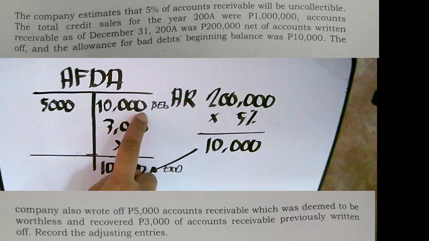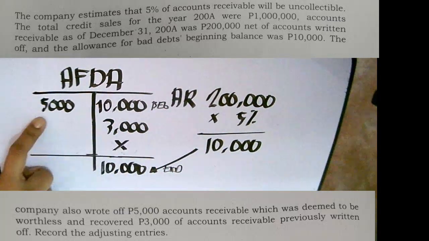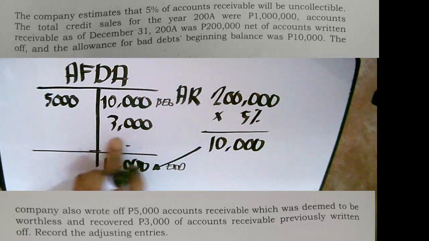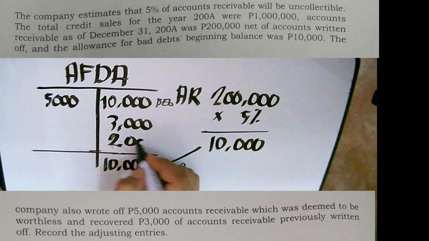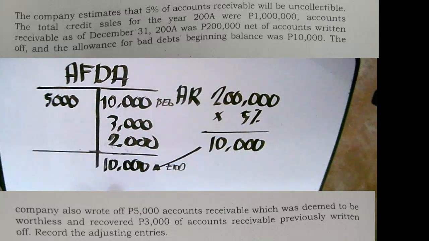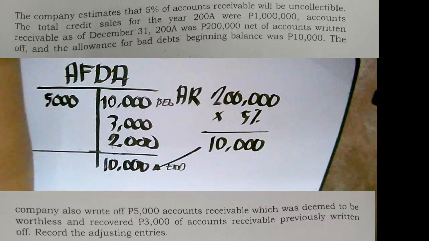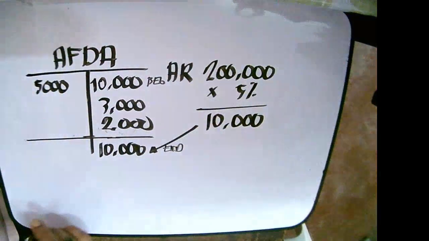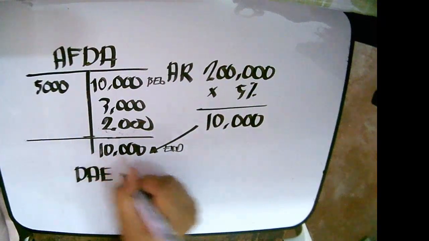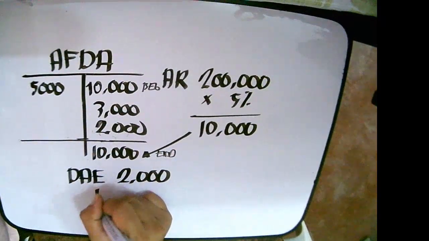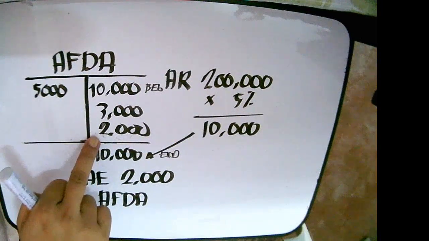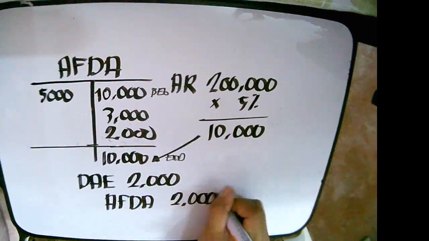So, solve tayo. 10,000 plus 3,000 less 5,000 less 10,000. So, yung answer natin dyan is 2,000 pesos. Kahit solve nyo ulit, 10 plus 3 plus 2, that is 15, less 5, that is 10. So, sagutin na natin yung question. Yung adjusting entry natin para dito, debit tayo ng doubtful accounts expense of 2,000 and then credit tayo ng allowance for doubtful accounts. Pansin nyo, nakakredit din siya dito. So, that is 2,000 pesos.